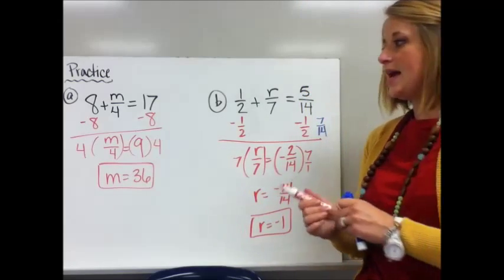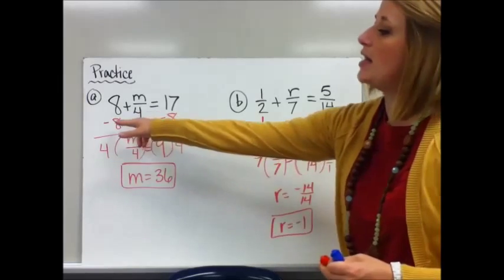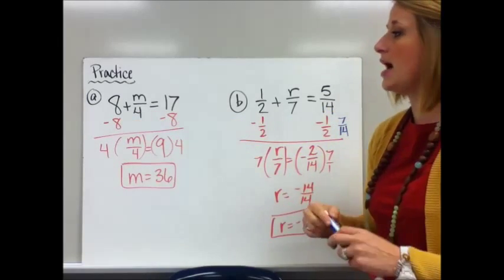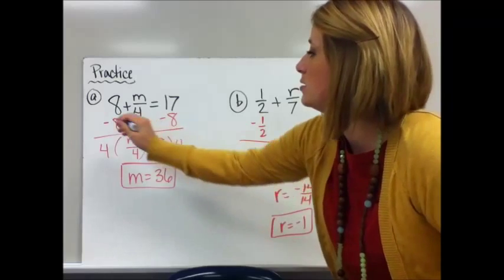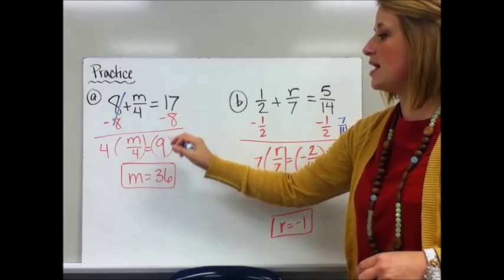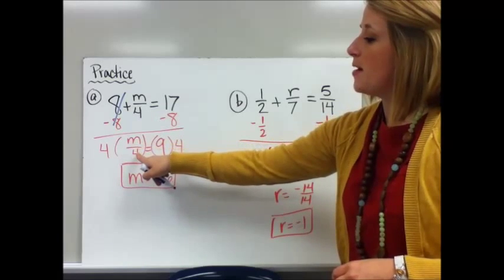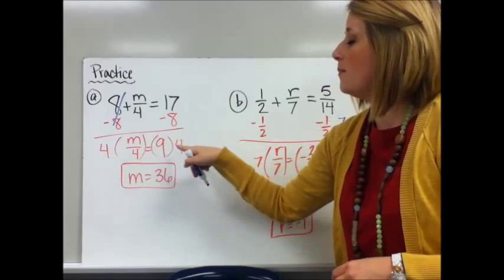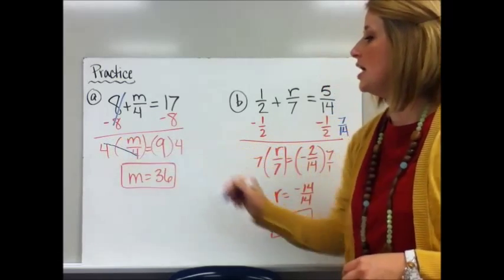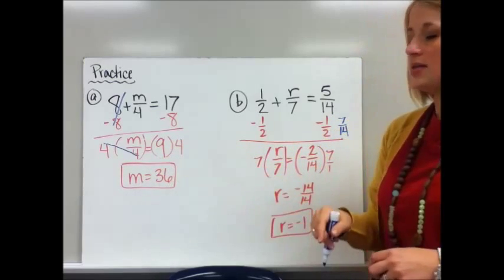Okay, on practice 8, it's 8 plus m over 4 equals 17. I'm going to undo adding 8 by subtracting 8 on both sides. 8 minus 8 cancels. So m over 4 comes down. 17 minus 8 is 9. Next, I saw that m is being divided by 4, so I multiply by 4 on both sides. It causes those two to cancel. M comes down, and 9 times 4 is 36.